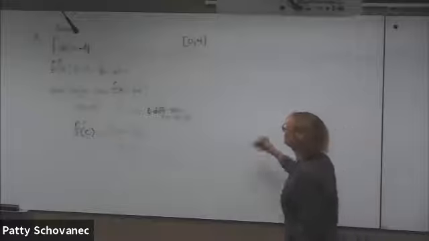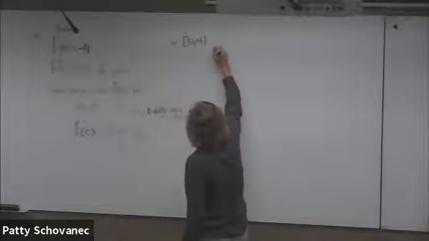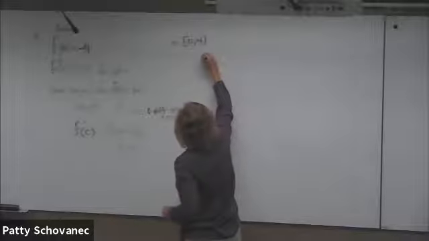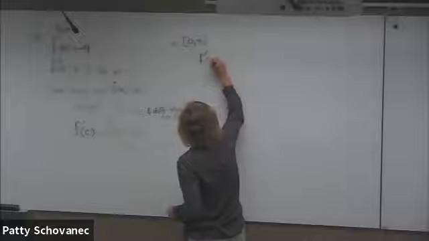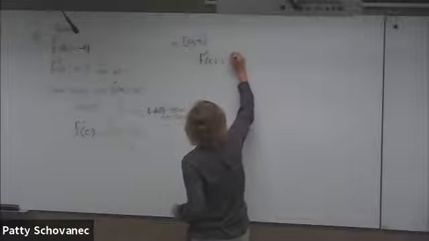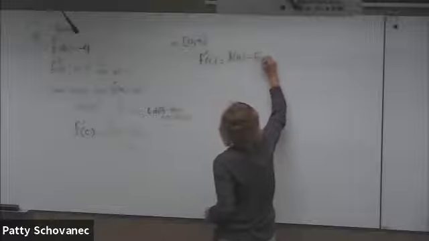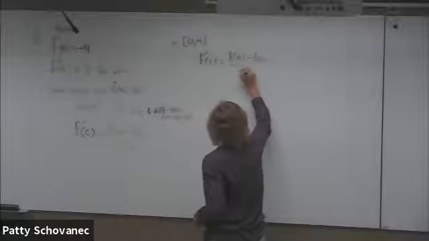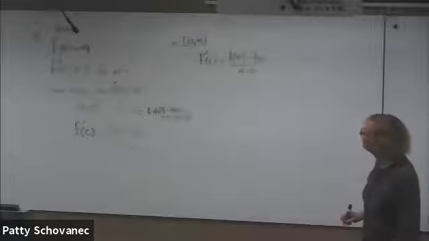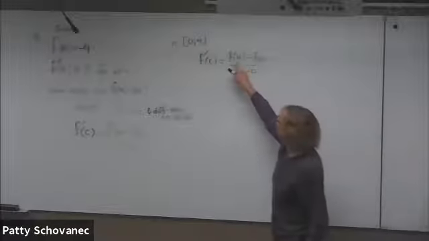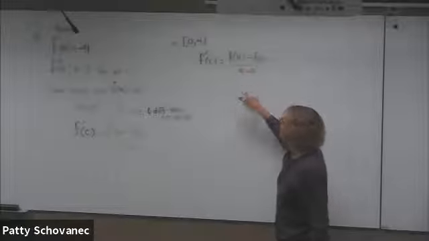We'll start saying this, that on 0, 4, we know that f prime at some number is equal to f of 4 minus f of 0 divided by 4 minus 0. This is what we want to estimate. We have this number, and then 4 minus 0 is 4.